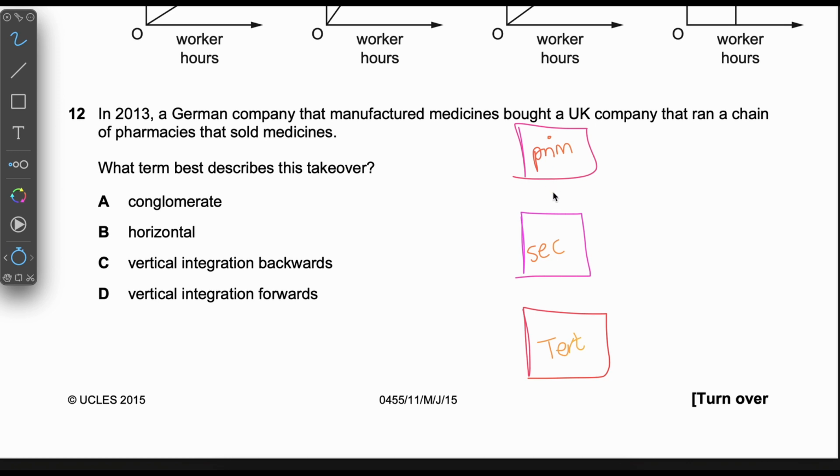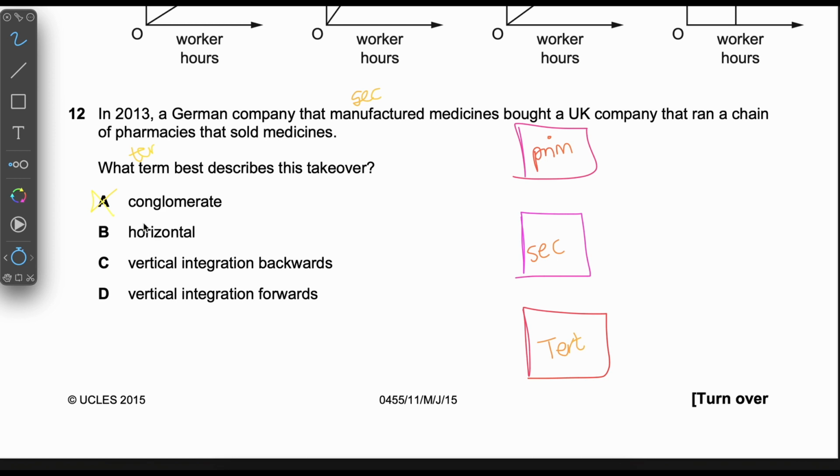Okay, so a conglomerate, that is when two different companies in two different industries, in two different sectors, are merging together or come together. In this case, we've got a manufacturer, that would be secondary sector, and a chain of pharmacies, so that would be tertiary sector, because they're providing a service. But they are both in the same industry, in the medical industry, so it cannot be a conglomerate, so A is out of the question.